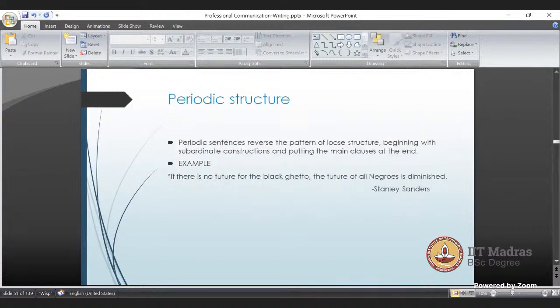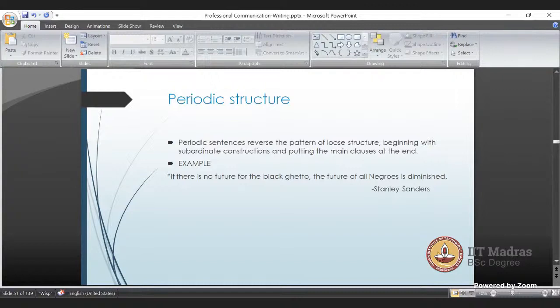The next one would be periodic, which does exactly the opposite of what a loose structure does. Okay, what does it do? It reverses the order. Keeps the subordination first and places the main clause at the end. Okay. Now, example: if there is no future of the black ghetto, the future of all Negroes is diminished. So, the main part of it is the future of all Negroes is diminished.